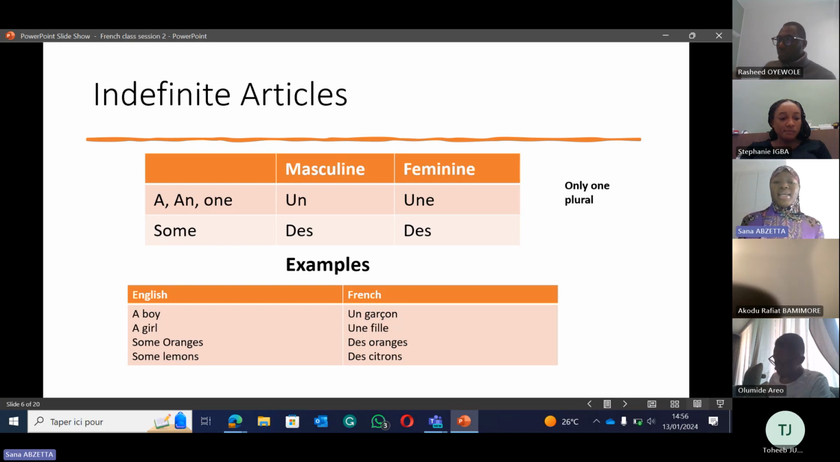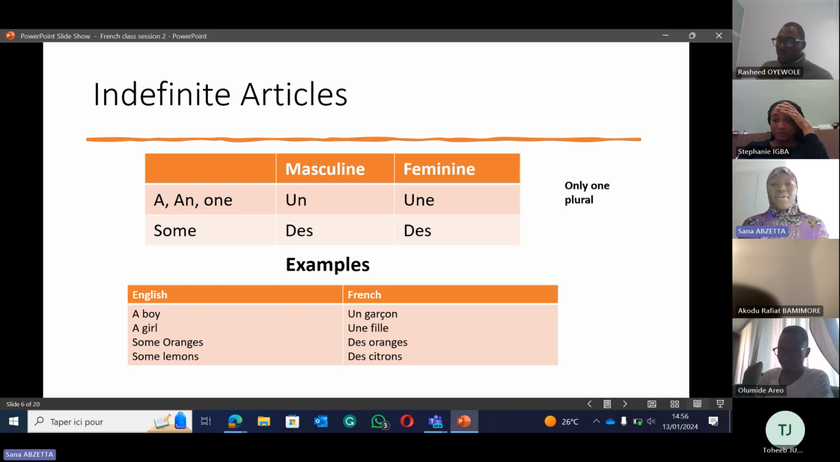For example, a boy is a masculine word, so you say un garçon. A girl is a feminine word, so you say une fille. Orange is a feminine word in French, so you have to say une orange. But on the contrary, lemon, for example, is a masculine word. You have to say un citron.